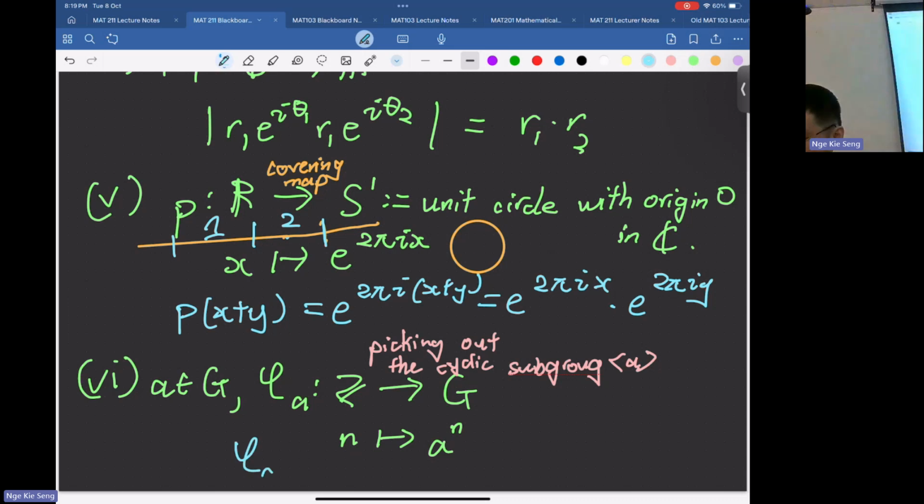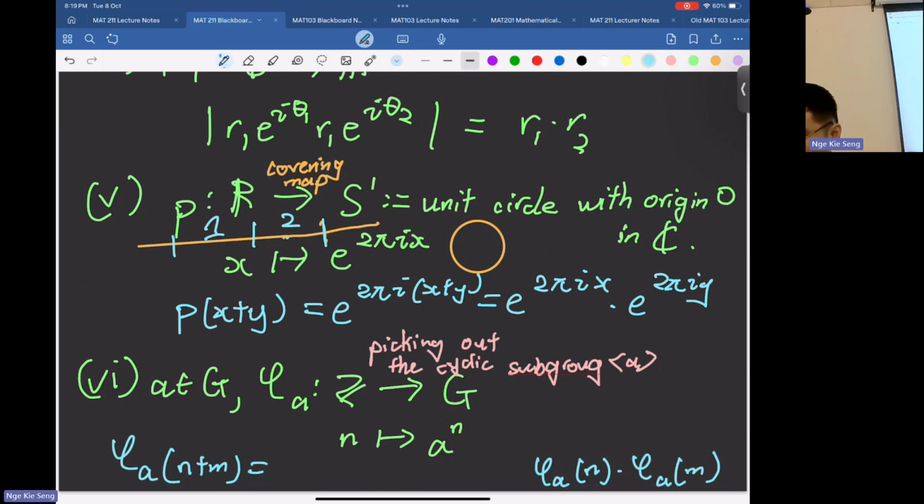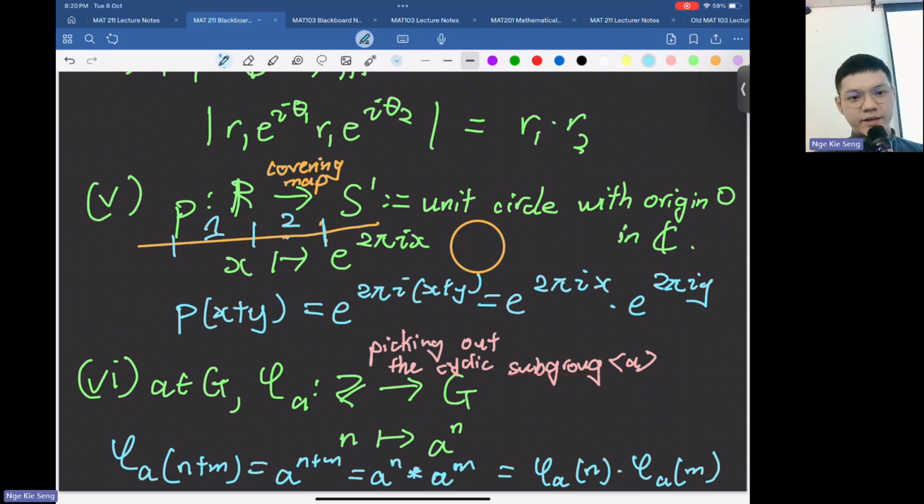So I claim that this is a homomorphism. How should I check it? I should prove that phi A of n plus m equals phi A of n times phi A of m. This times here is the multiplication in G. But is it true or not? Let's see what happens in the middle here. Phi A of n plus m is A to the n plus m. But what is A to the n plus m? We keep doing this for the whole day today. This is exactly A to the n times A to the m, which is phi A of n times phi A of m. So this is how you check a homomorphism.